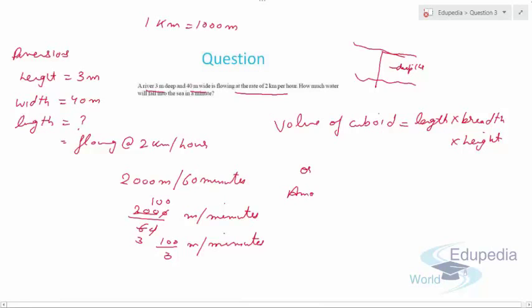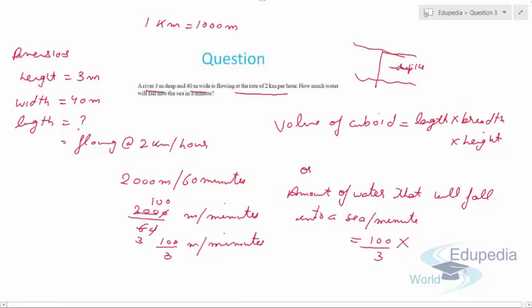Now, or we can say that the amount of water that will fall into the sea per minute will be equal to length, which is 100 by 3, it's a flow rate, right, into breadth, which is 40, into height, which is 3. So this and this will cancel. So it will be 4000 meter cube. So this is how we can use the concepts of volume or flow rate to solve any type of questions, right?